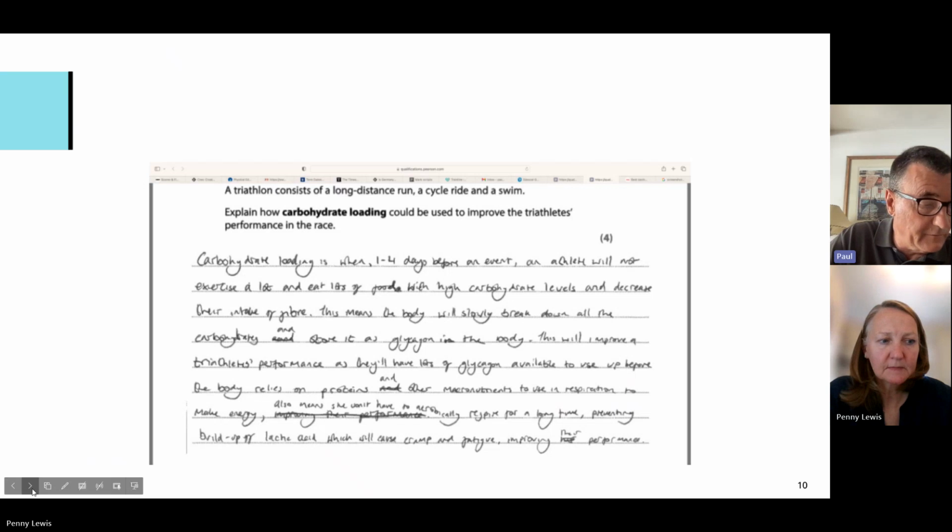The candidate refers to tapering of training and increasing carbohydrate intake, i.e. 1 to 4 days before an event. An athlete will not exercise a lot and eat lots of food with high carbohydrate levels. The candidate also refers to increasing glycogen stores and an impact on the race, which is preventing buildup of lactic acid and fatigue. So this response gained the maximum of 4 marks.